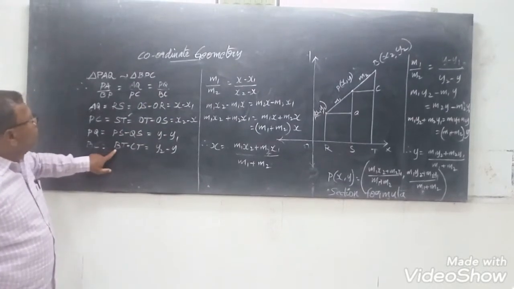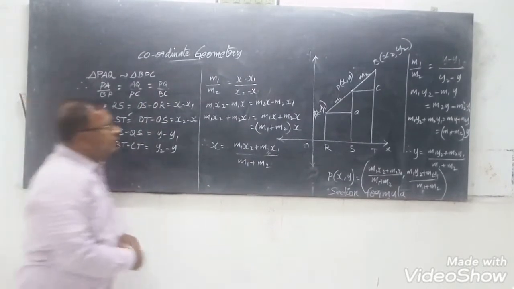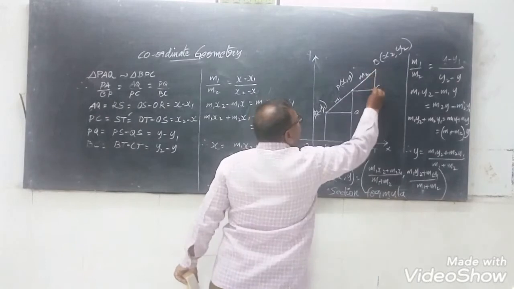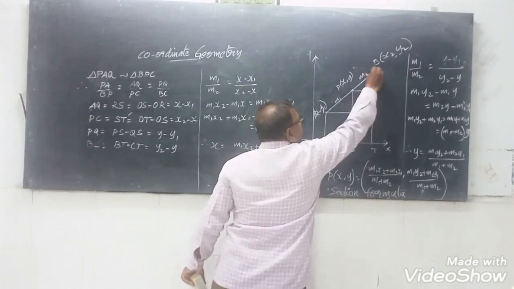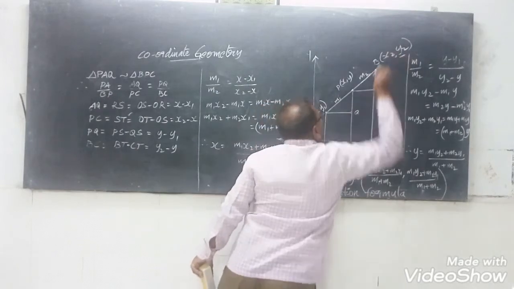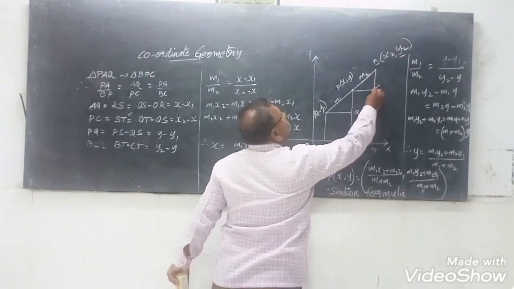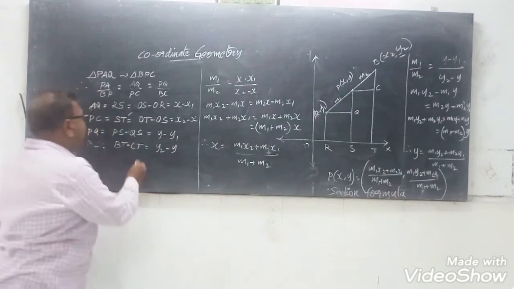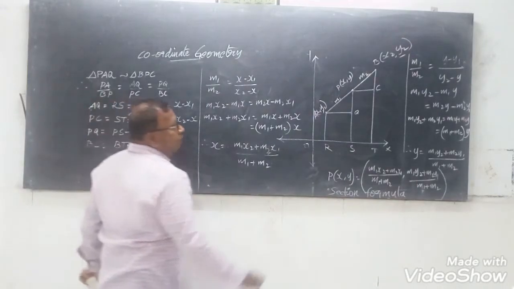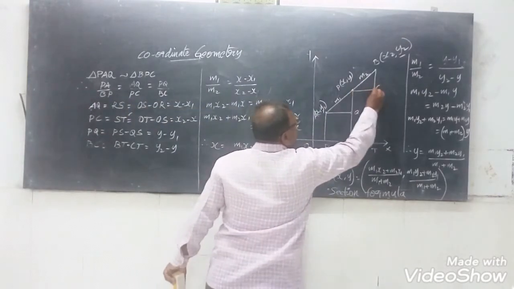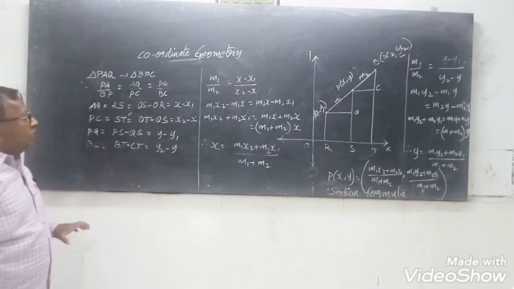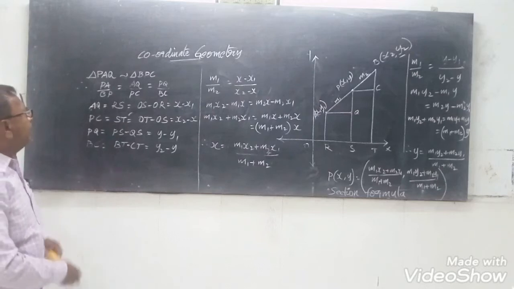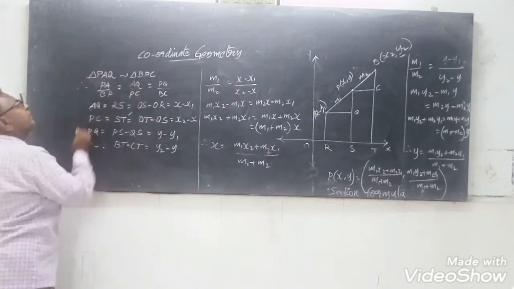Then again BC is equal to BT minus CT. What is BT? It is y2. What about this C here? CT is equal to y. So it is y2 minus y. Now we shall consider these two parts first.